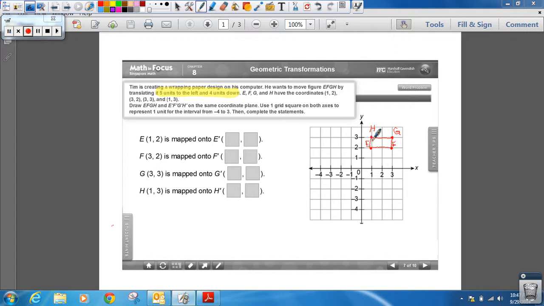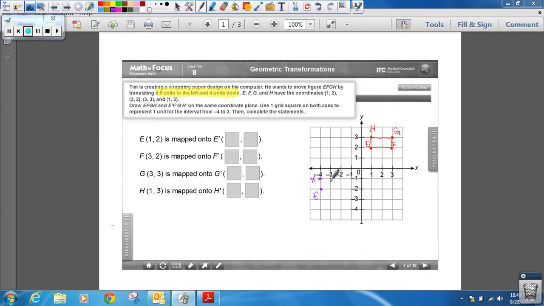Okay, so it said it was doing 5 units to the left and 4 units down. So I'm just going to find H prime. So 5 units to the left, 1, 2, 3, 4, 5 units to the left, oops, and 4 units down. I forgot to go down. 5 units to the left and 4 units down, 1, 2, 3, 4. That's going to be H primed. And I don't want to have to count again, so I'm just going to make my shape from there. E primed is 1 below it.